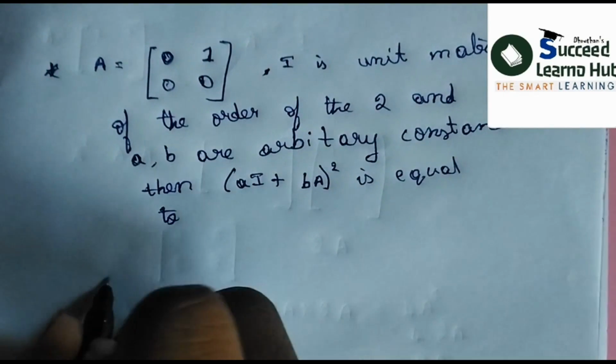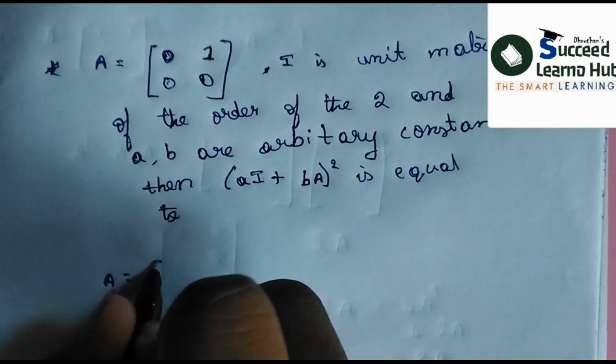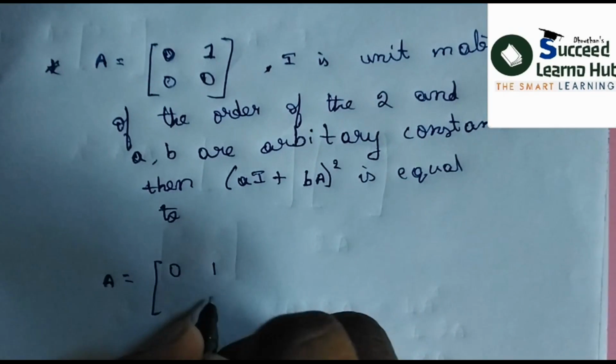Now here A is equal to [[0, 1], [0, 0]].